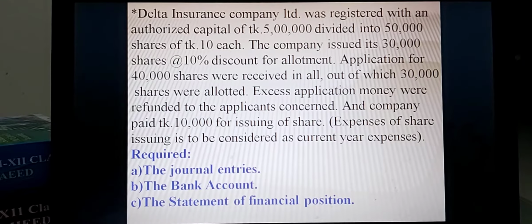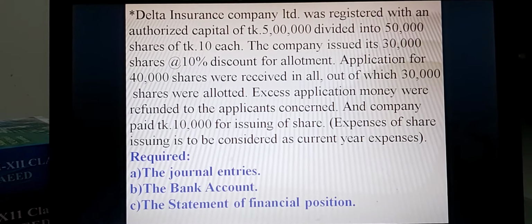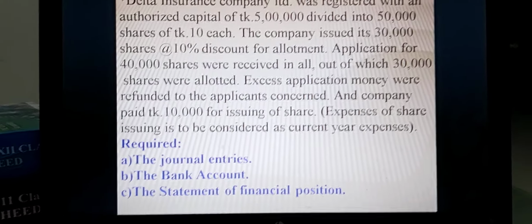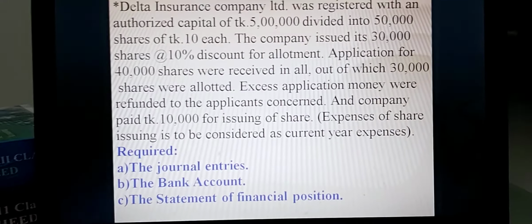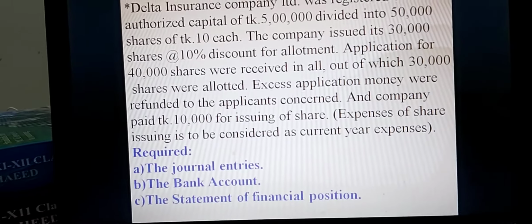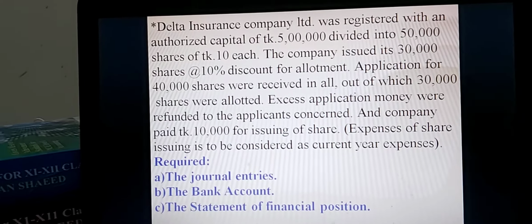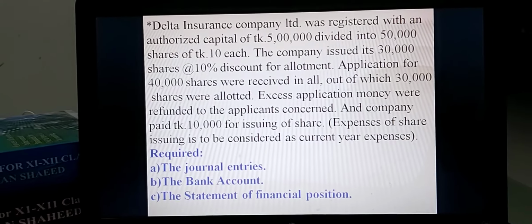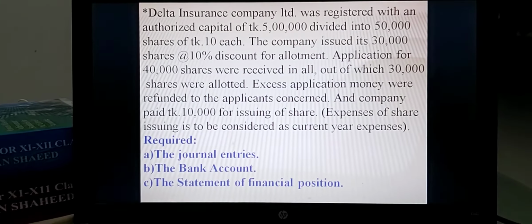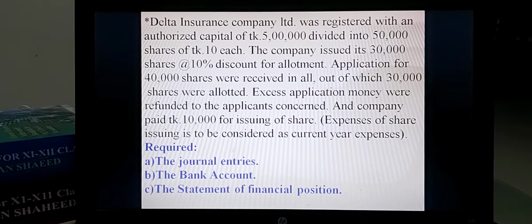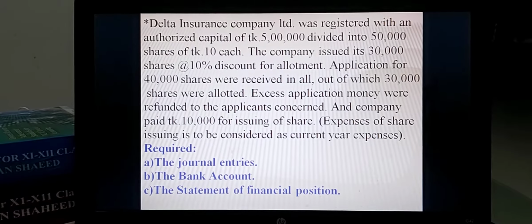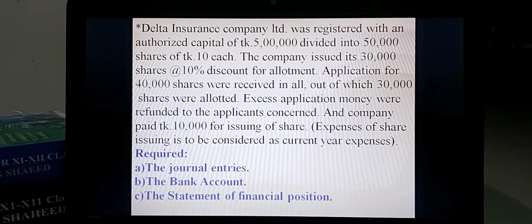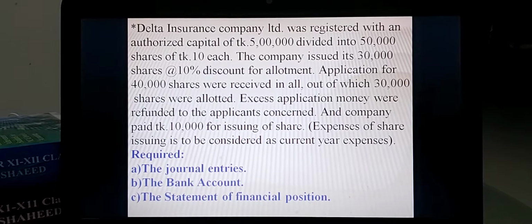The company issued its 30,000 shares at a 10% discount for allotment. The company only issued 30,000 shares at a 10% discount for allotment. The face value of a share of this company is Taka 10, so the 10% discount is Taka 1 per share of Delta Insurance Company.